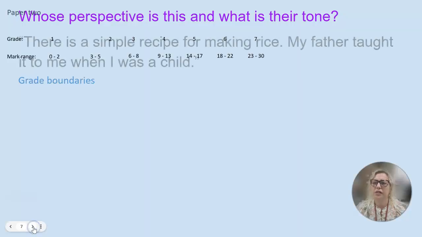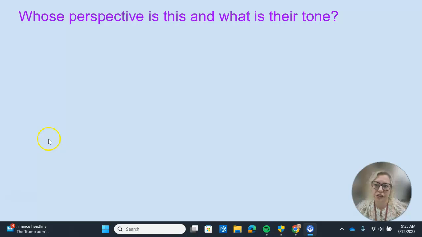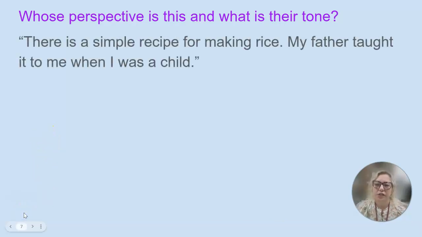Okay, so what I want you guys, how about from the story Simple Recipes? Whose perspective is this and what is their tone? There's a simple recipe for making rice. My father taught it to me when I was a child. That sounds like our narrator, who is also the author of the short story because it's a memoir. So it's Ms. Thien talking about her childhood. I don't know, is this straightforward? Is it a little bit nostalgic because she's thinking about her past?